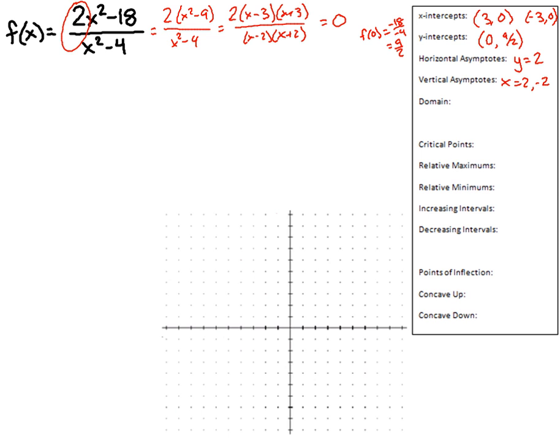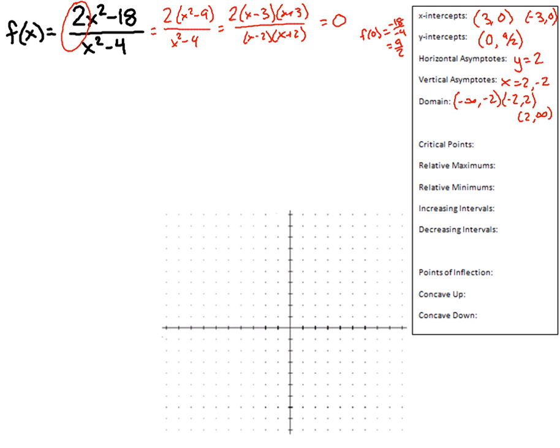So then to find the domain, all we look at is where we have these domain issues at the asymptotes. We need to include everything but those two numbers. So negative infinity to negative 2, negative 2 to 2, and then 2 to infinity. That's everything for the original function.